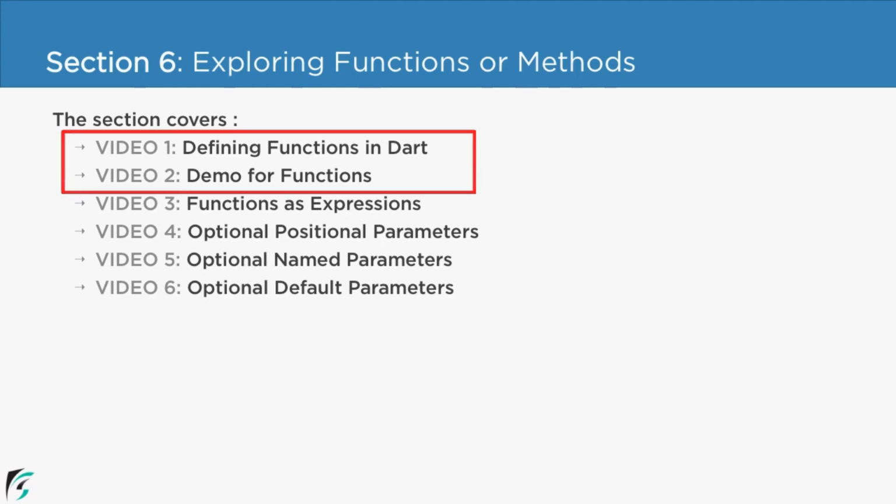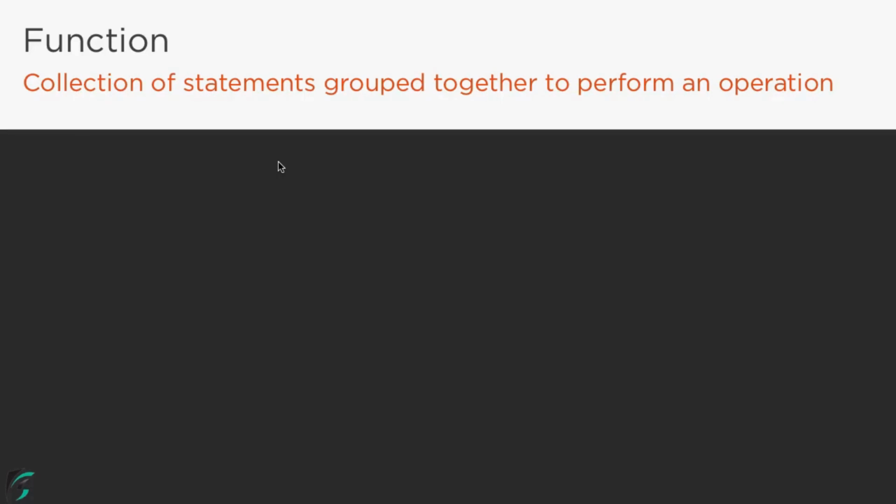So make sure you watch these two videos to understand the syntax and properties of a function. So firstly, what is a function? A function can be defined as a collection of statements grouped together to perform a specific operation. To understand it better, let us take an example. We are defining a function to find the area of a rectangle.